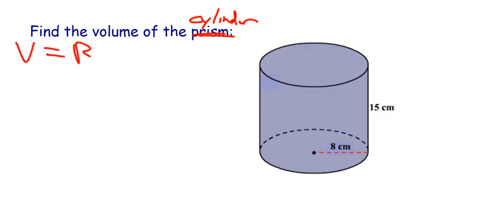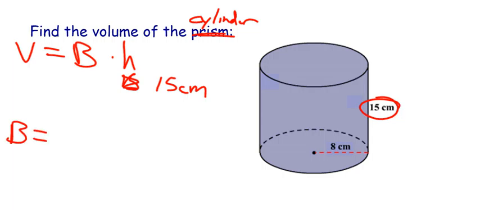Volume equals the area of the base times the height. We already see the height here. It's given to us, right? 15 centimeters. So now we got to find the base. So the first thing we want to do is write big B, which means area, if we don't remember, the area of the base of the prism.